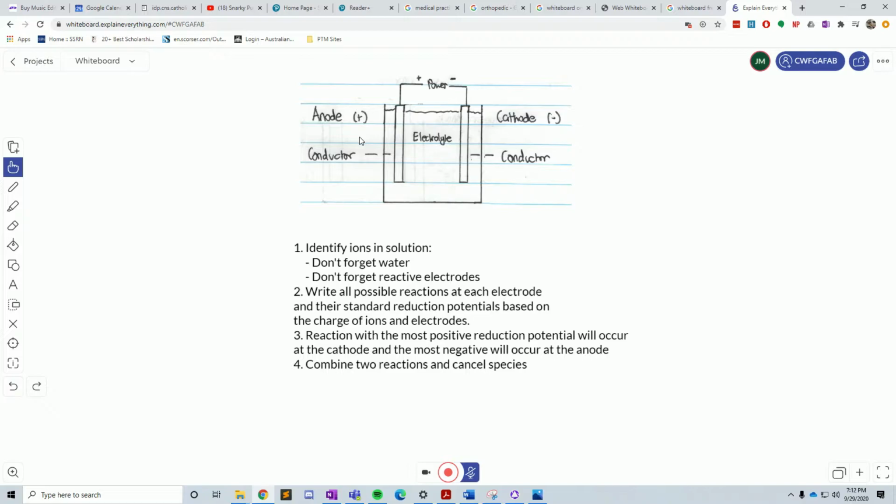Notice there's no salt bridge, and that the aqueous solution is connected between both the anode and cathode. The first thing that is important to remember is that oxidation always occurs at the anode and reduction occurs at the cathode. A good way to remember that is a red cap, i.e. Reduction at the cathode and therefore oxidation at the anode. And so an electrolytic cell is in some ways the opposite of a galvanic cell.